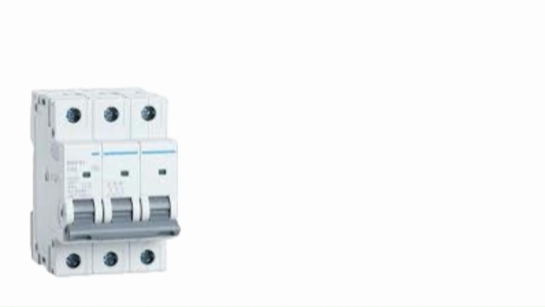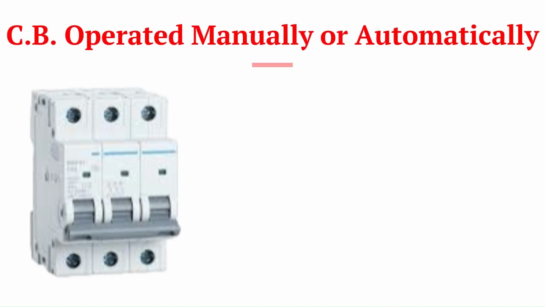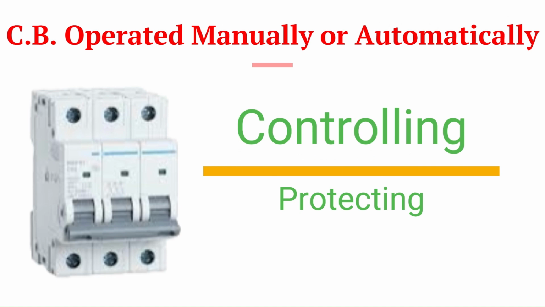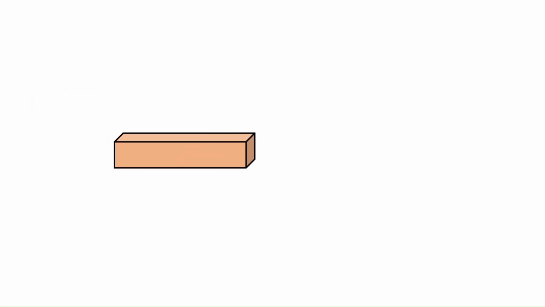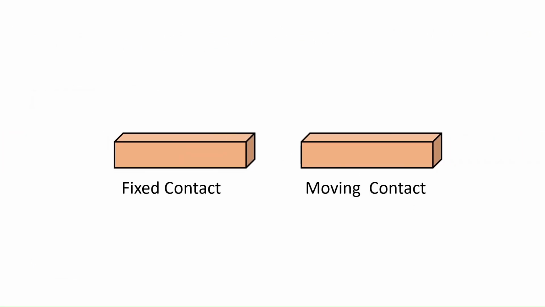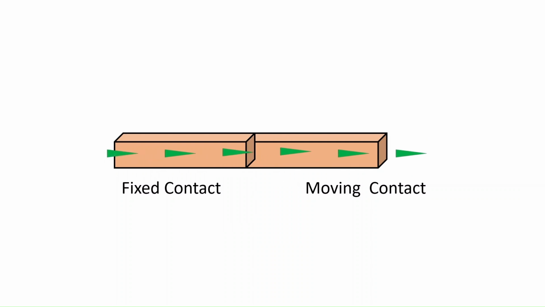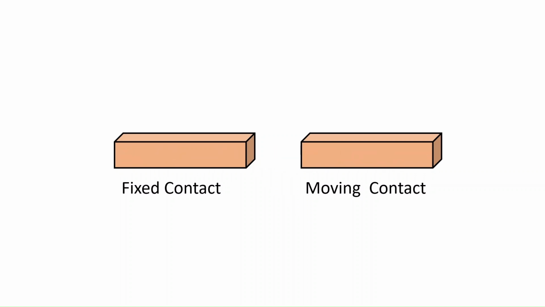A circuit breaker is a switching device that can be operated manually or automatically for controlling and protecting an electrical power system. It consists of two main contacts, a fixed contact and a moving contact. The contacts are normally closed and allow current to flow through the circuit. When a fault occurs, such as short circuit or an overload, the contacts are separated by a mechanism that releases stored potential energy. This mechanism can be spring operated, pneumatic, hydraulic, or magnetic.